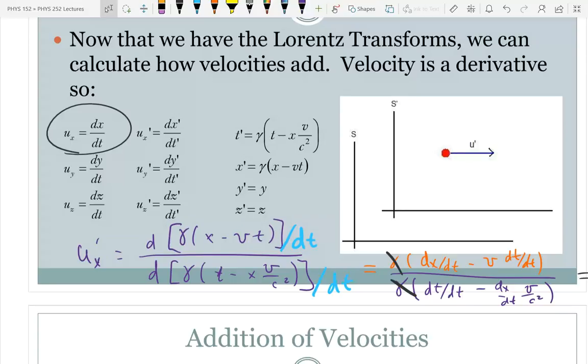Right? So you do the same thing, except instead of putting x prime on top, you put the y prime, which is simpler. So it's simpler to find the uy prime or the uz prime. Uy prime and uz prime, of course, are going to be identical in their nature because they're both perpendicular.